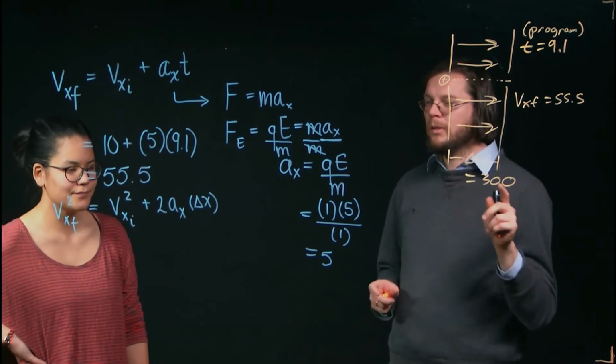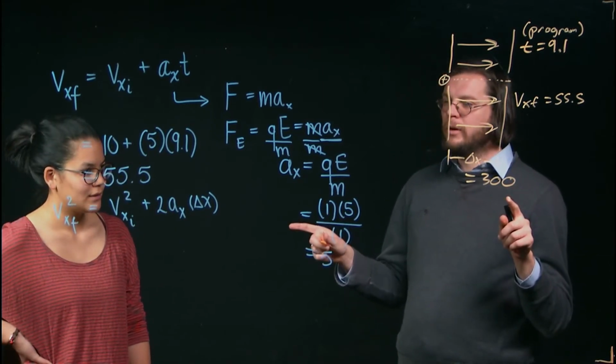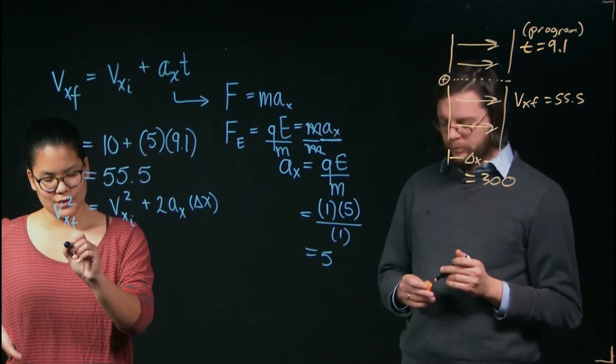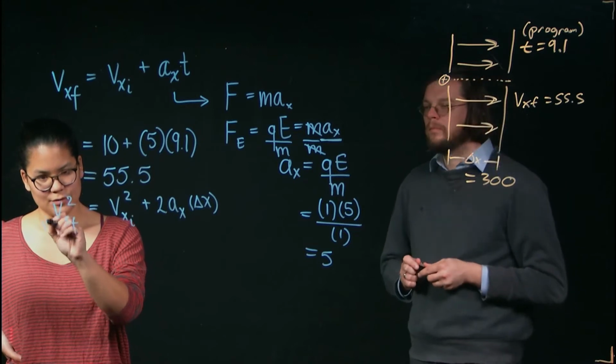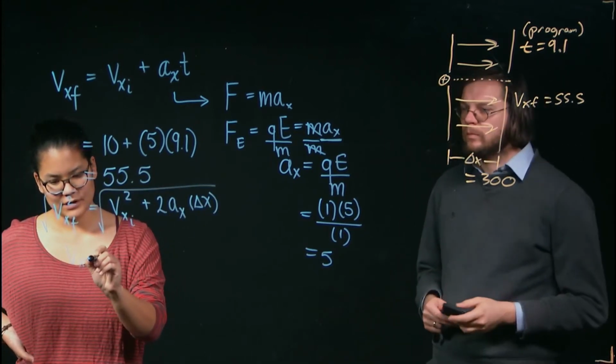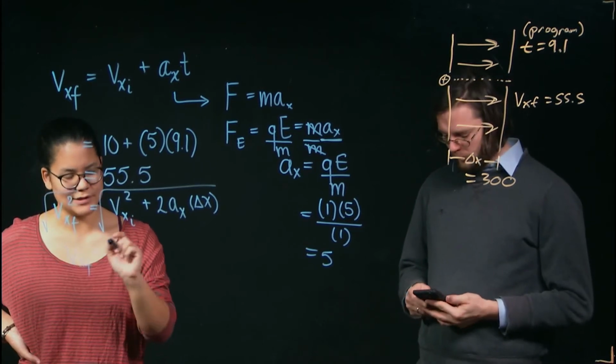Okay, so let's see if we can use that number over here to get the same result. If we take the square root of both sides here, we have VXF. We'll take the positive solution.